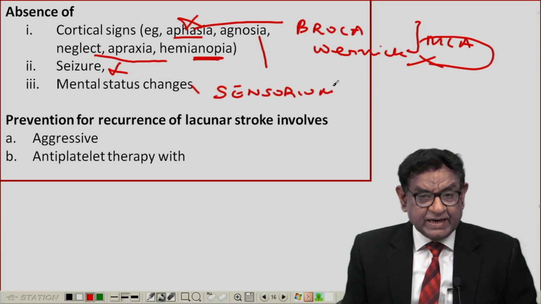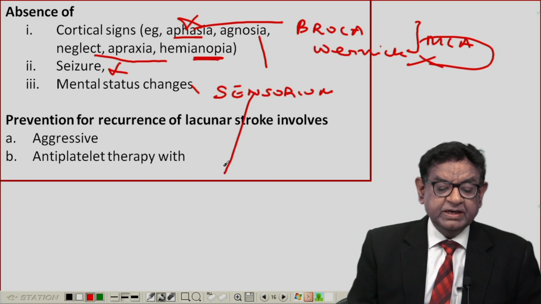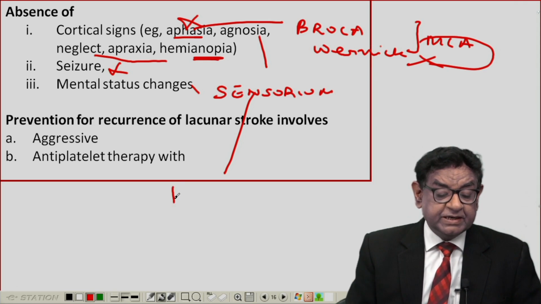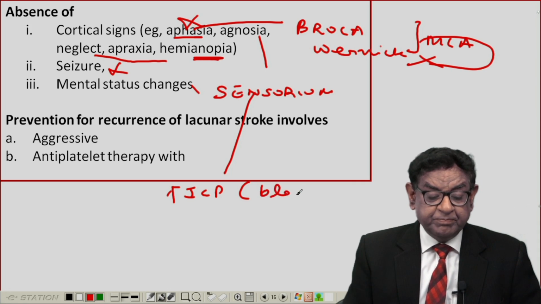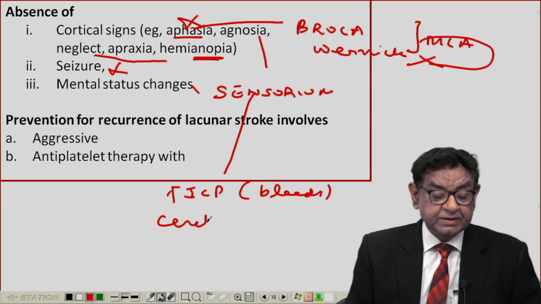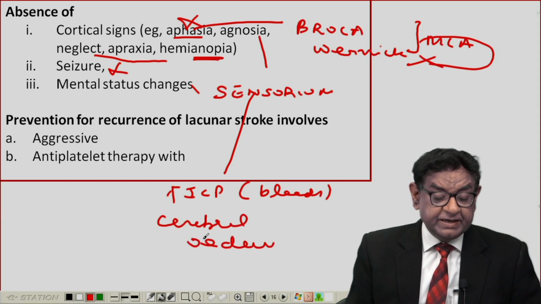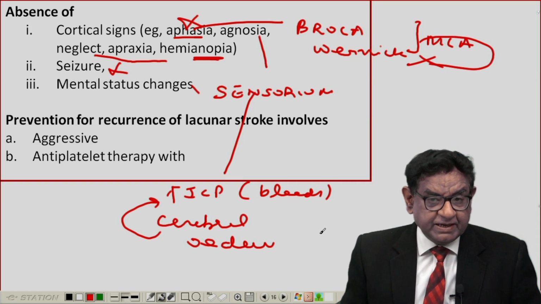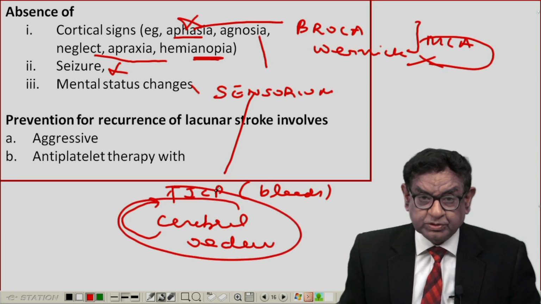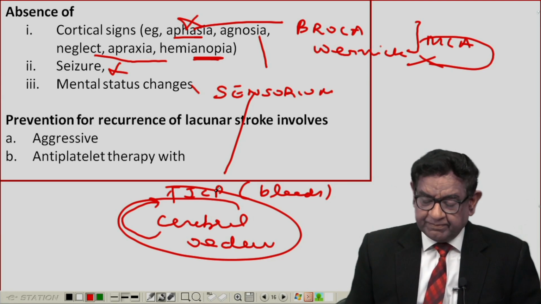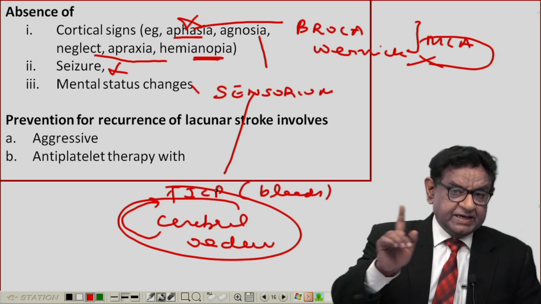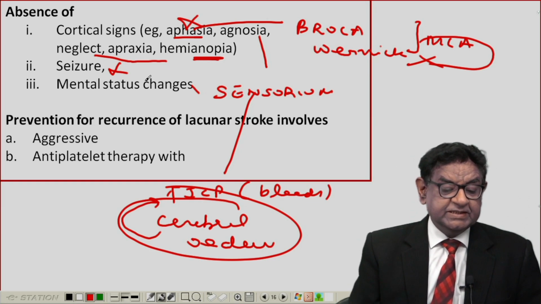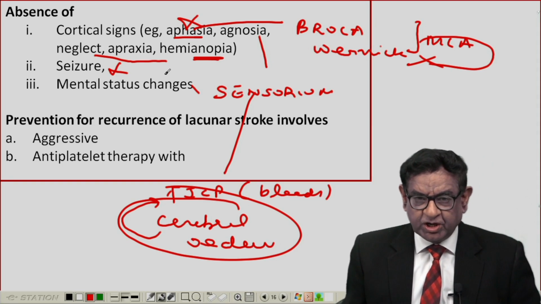Why not? Because why does altered sensorium occur? Usually in a stroke there are many causes, but I'll talk about two broad things which are relevant to stroke, which lead to altered sensorium. One is increased intracranial pressure. This especially occurs in bleeds. And second is cerebral edema. Cerebral edema directly increases raised ICP, and that leads to altered sensorium. This typically occurs in both ischemic stroke as well as hemorrhagic stroke. So in lacunar stroke, ischemia is there, raised cerebral edema is not a feature, and that's why altered sensorium is not a feature. So if you get a patient with stroke, and the patient has seizure or altered mental status, be sure that you are not dealing with lacunar stroke.